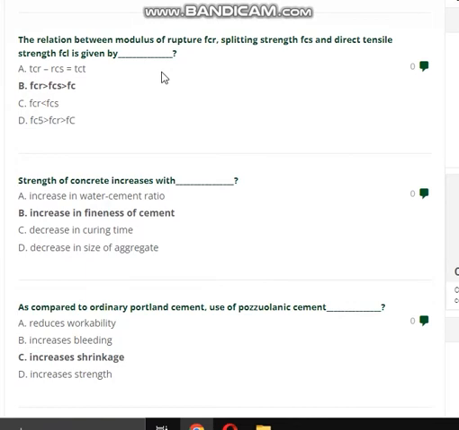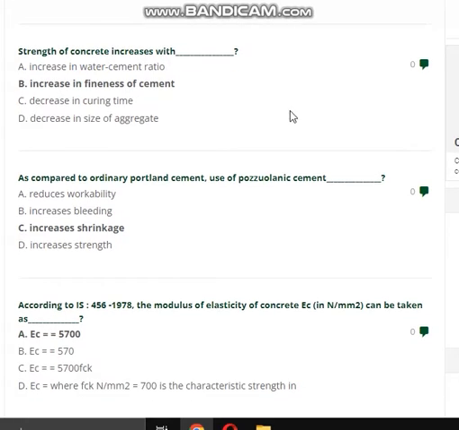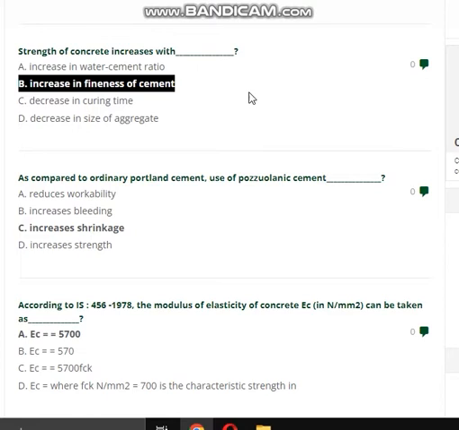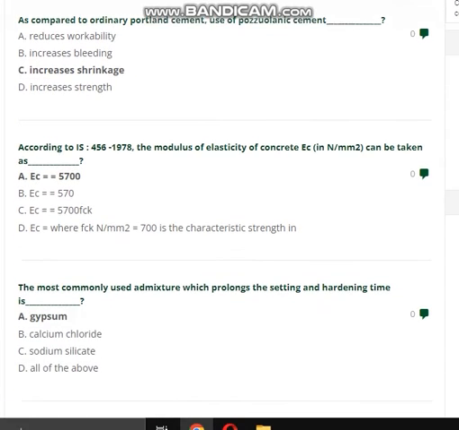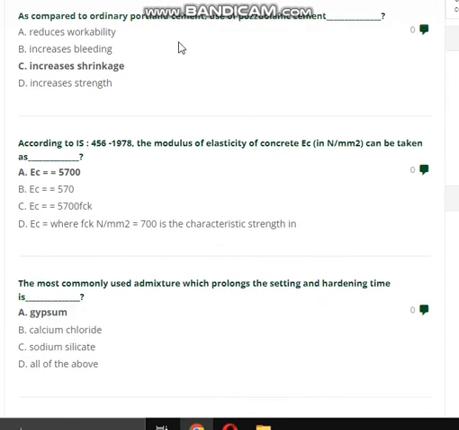The relation between modulus of rupture FCR, splitting strength FCS and direct tensile strength FCT is given by FCR is greater than FCS and FCS is greater than FCT. Strength of concrete increases with increase in fineness of the cement. As compared to ordinary Portland cement, use of pozzolanic cement increases shrinkage.